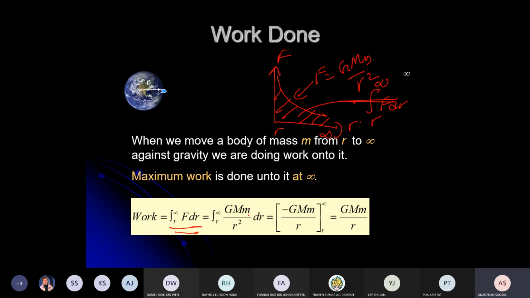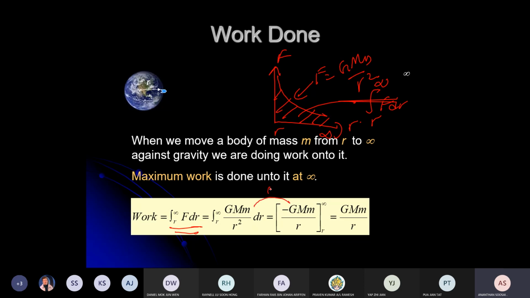The force F is GMm over r squared, right? So from infinity to r, you integrate this. Recall your maths knowledge: how do you integrate this? The r squared you bring up, it becomes r to the power of negative 2, plus 1. You end up like this.